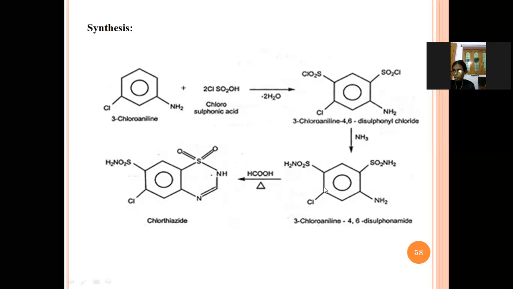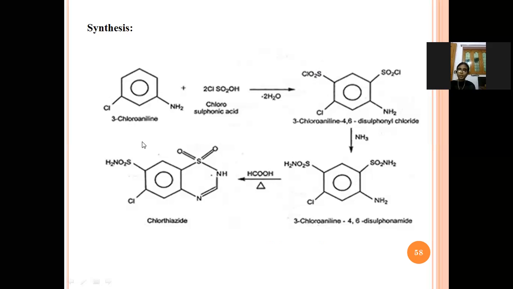So 3-chloro 4,6-disulfonamide. Here the chlorine atom is eliminated. In the place of the chlorine atom, the amine group is attached to form 3-chloro 4,6-disulfonamide. In the presence of formic acid, the structure undergoes a cyclization process to form the chlorothiazide.